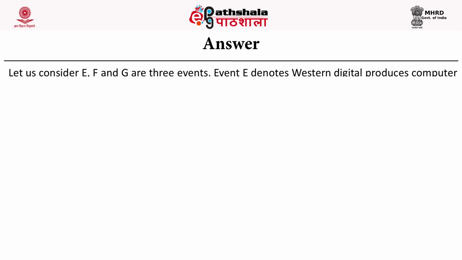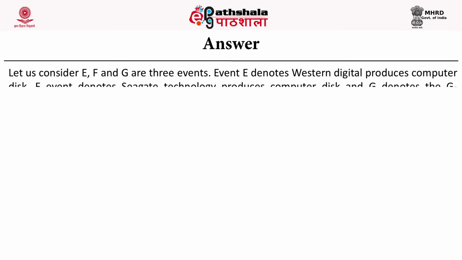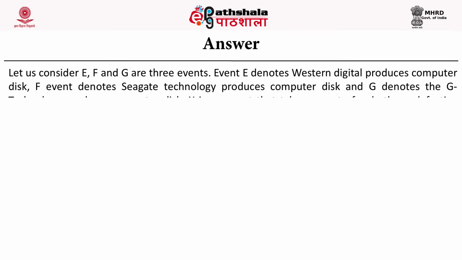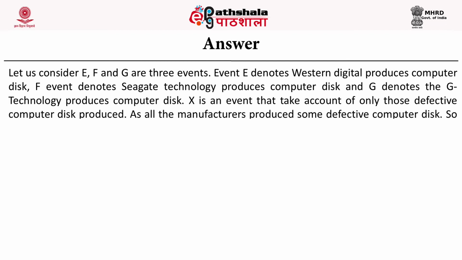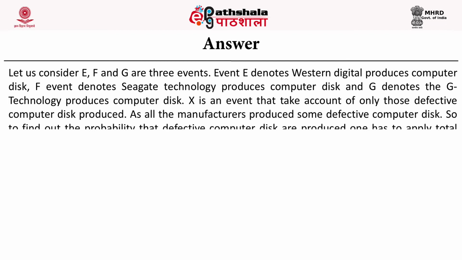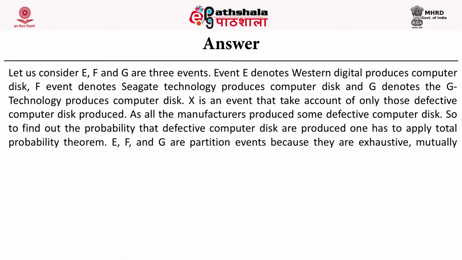Let us consider E, F and G as three events. Event E denotes that Western Digital produces the computer disk, event F denotes that Seagate Technology produces the computer disk, and G denotes that G Technology produces the computer disk. X is an event that takes account of only those defective computer disks that are produced by these three companies.